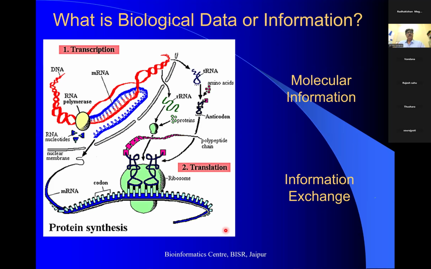So the cell can be termed an information exchange, where information is exchanged from one molecule to another. DNA makes RNA, and then RNA makes the protein molecule. This protein molecule is a functional molecule. Okay, so these RNAs play an important role.